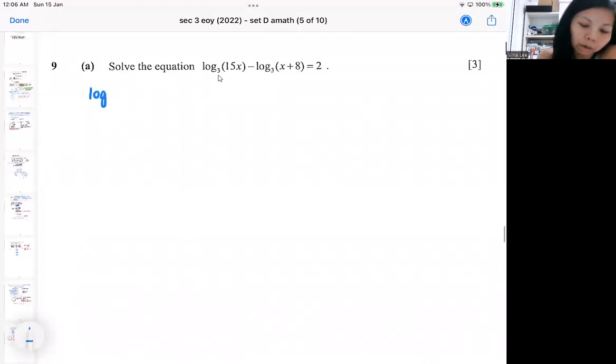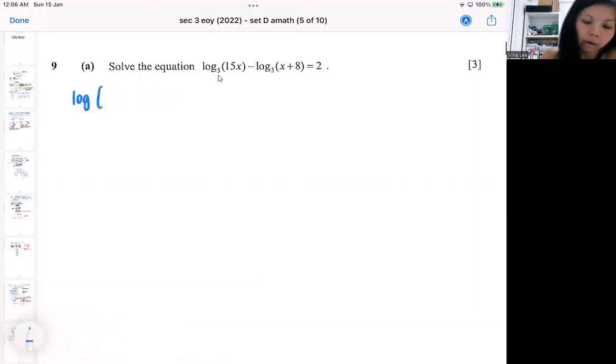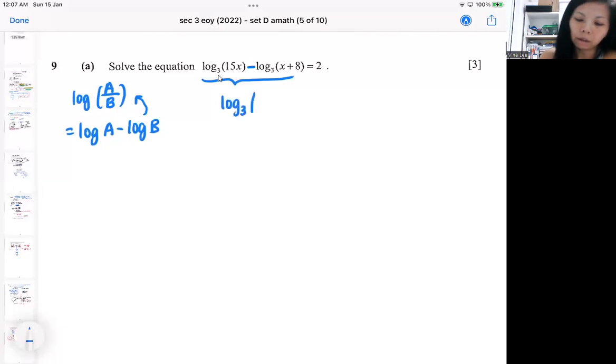So if you recall one of your logarithm rules, the logarithm of a fraction will become log minus log. So there was this rule. So I'm going to apply the reverse of the rule. I see a log minus log, so if I apply this rule, then it actually came from a fraction.